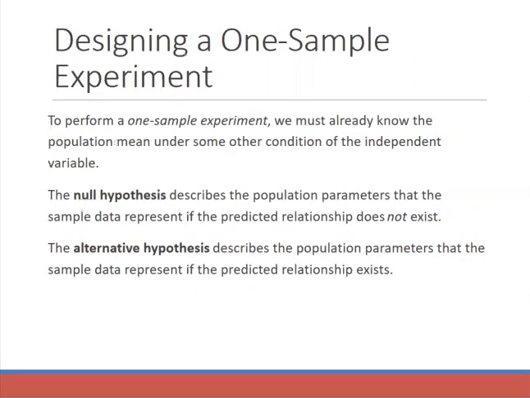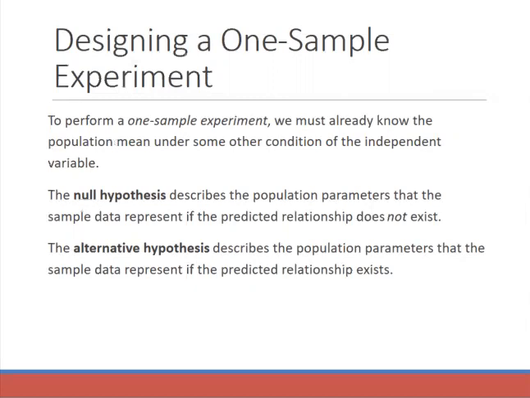So the examples that we're going to start with today are all a one sample experiment. And the criteria for these is that we know the population mean in a specific condition, and we have to make some kind of extrapolation about that population based on our sample. So maybe we know the average IQ score, and we want to know if we give a sample of people this magic pill, if the magic pill will increase IQ.